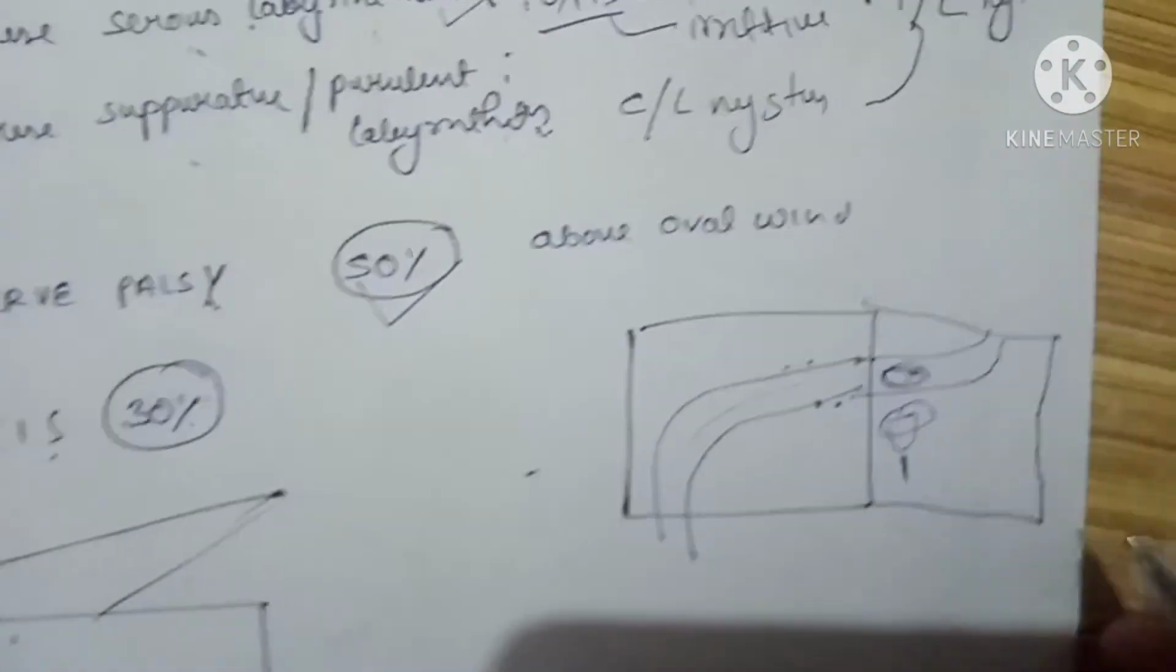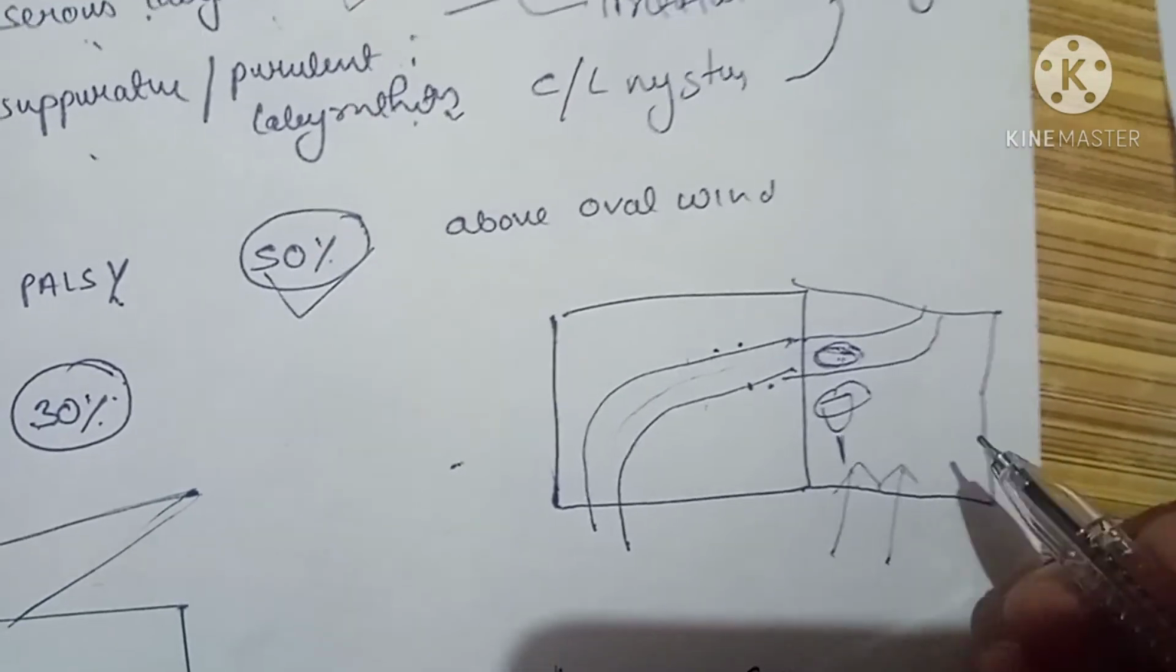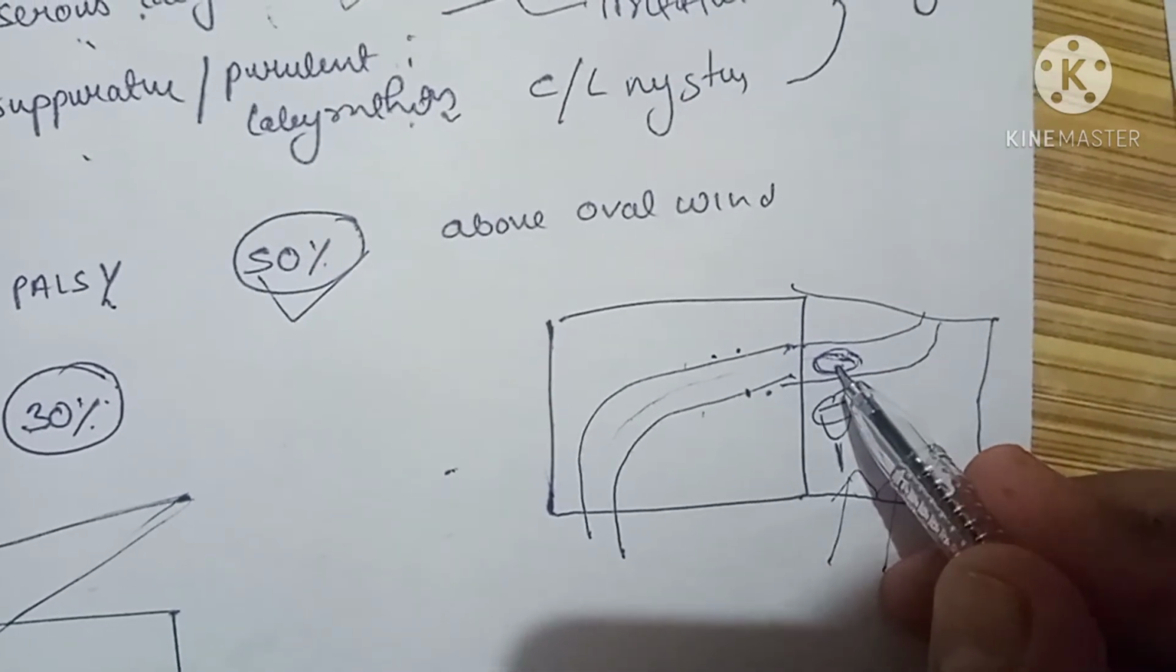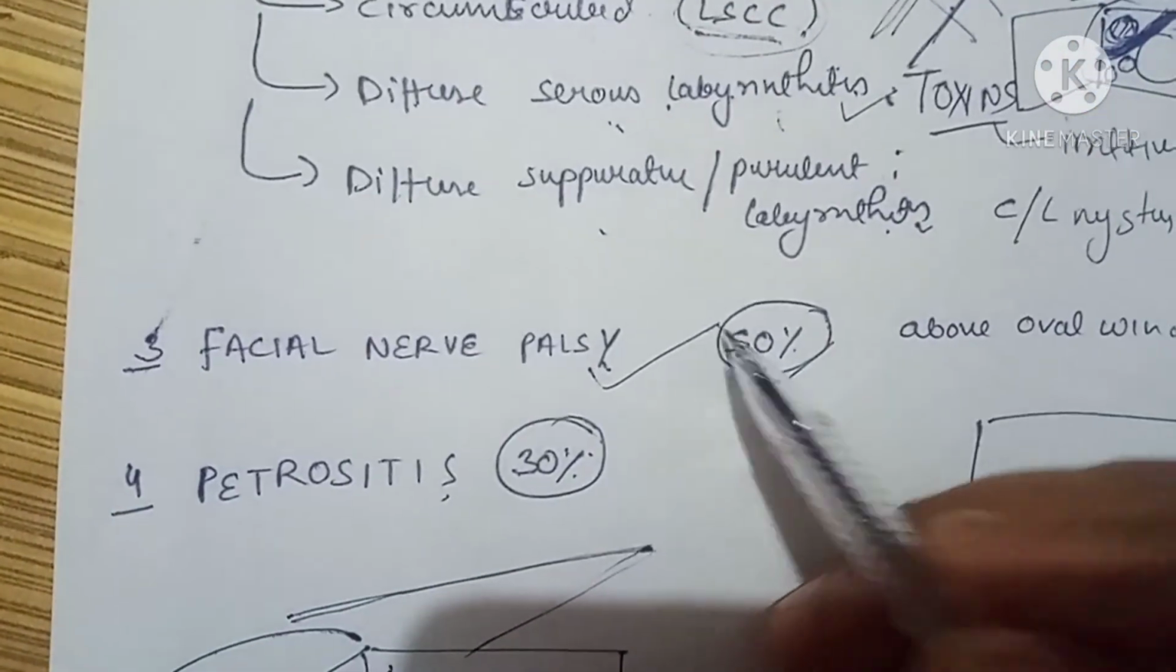And this dehiscence is found in 50% of the population. So in conditions where there is fluid accumulation within the middle ear, this fluid will compress onto this dehiscence, leading to compression of the facial nerve that will lead to a facial nerve palsy.